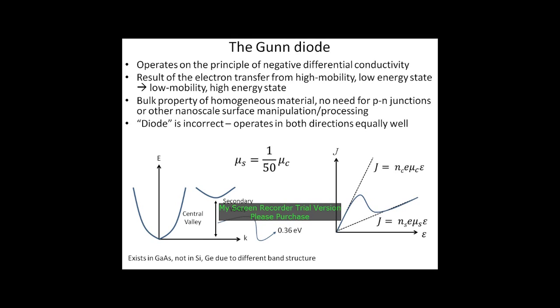And this exists in gallium arsenide, but not in other semiconductor materials such as silicon and germanium, and that's due to a different band structure.